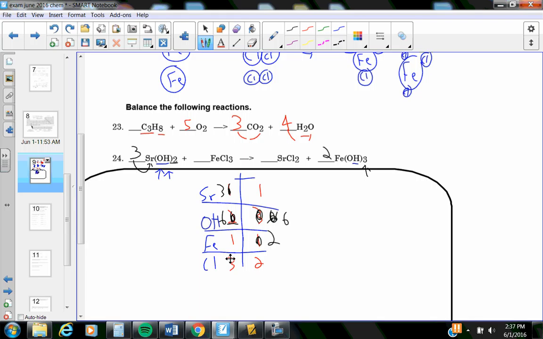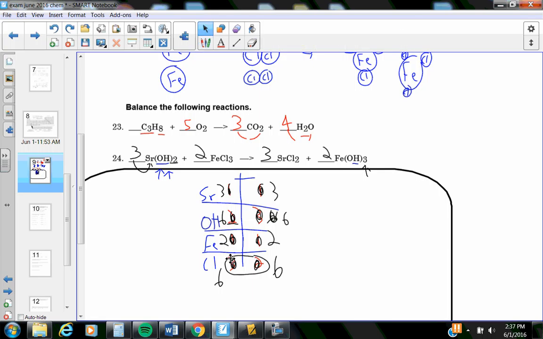2 irons. Another thing I need to probably fix, the same problem with my chlorines, a 3, 2. I'm probably going to have to triple, double to make 6 on each side. So if I put a 2 here to get 6, that fixes this to 2. And if I put a 3 here to make 6 chlorines, that fixes the strontium to be 3. That is now a balanced reaction. 3, 2, 3, 2.